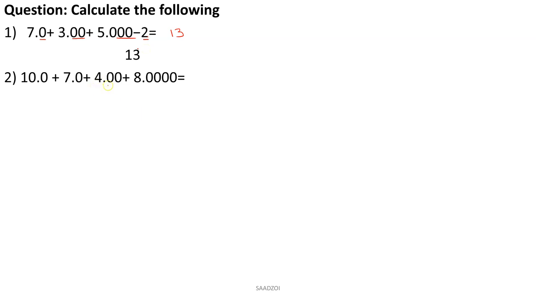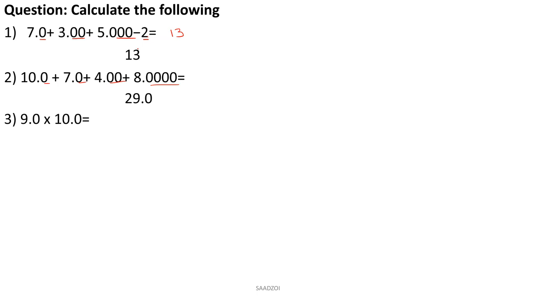Next one, same logic. You have 1 sig fig, 1 sig fig, 2, and 4. So my answer could only have 1 sig fig to the right of the decimal point, which becomes 29.0. As shown, 1 number to the right of the decimal point.